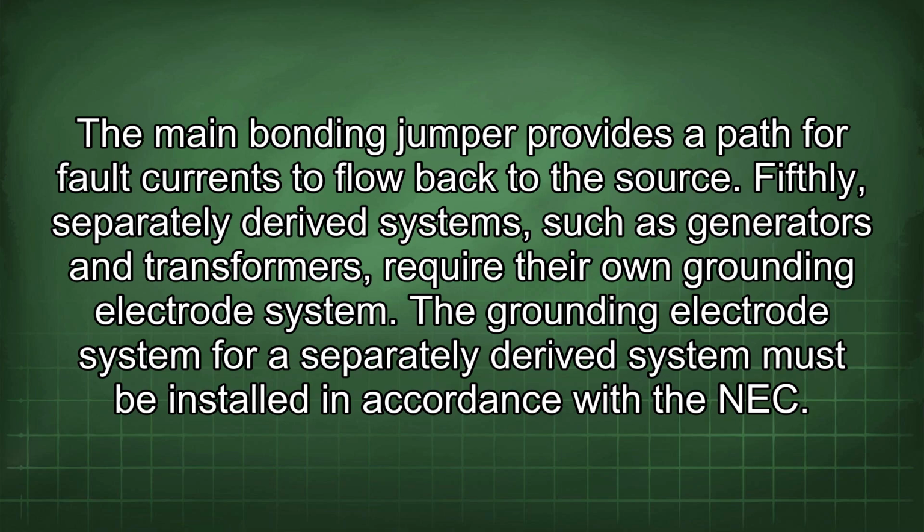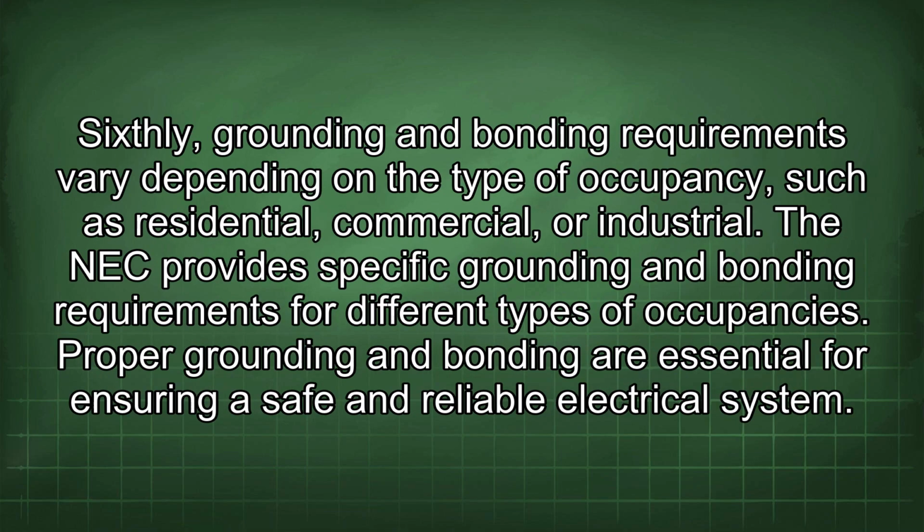Fifthly, separately derived systems, such as generators and transformers, require their own grounding electrode system. The grounding electrode system for a separately derived system must be installed in accordance with the NEC. Sixthly, grounding and bonding requirements vary depending on the type of occupancy, such as residential, commercial, or industrial. The NEC provides specific grounding and bonding requirements for different types of occupancies.